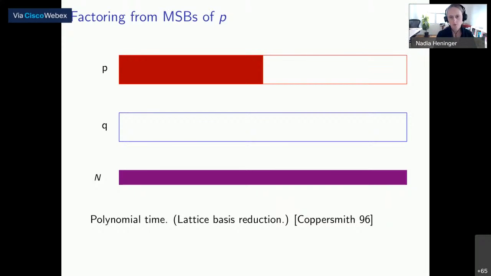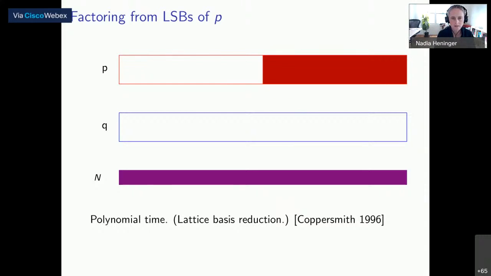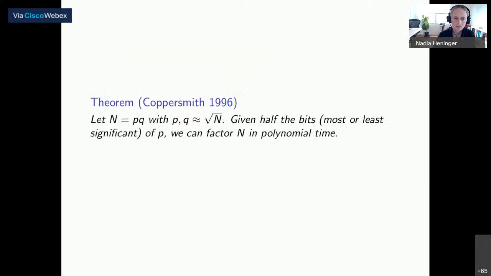If we have half of the most significant bits of p, then we can factor n in polynomial time. This is from Coppersmith's 1996 paper. The same is true very easily if we only know the least significant bits of p. You just multiply by a factor of 2, and it's the exact same technique.